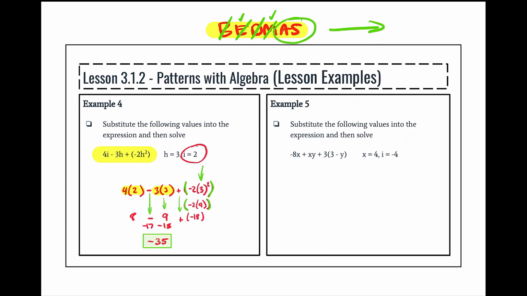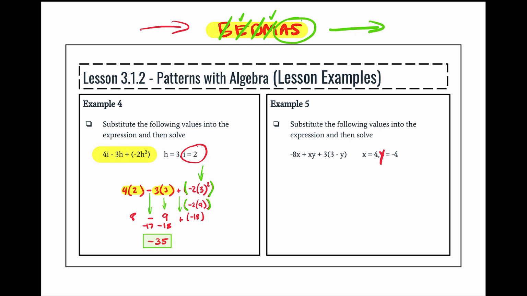Okay, so example 5, I'm going to let you do on your own because it's very similar to example 4, except that this expression is just laid out a little bit differently. But you can see we have two variables, x and y. x equals 4, and that says i instead of y. Sorry about that. This should be y equals negative 4. So I'm just going to substitute every y with a negative 4 and every x with a positive 4. Just make sure you use those brackets like I showed you, and be careful and follow the rules of BEDMAS.